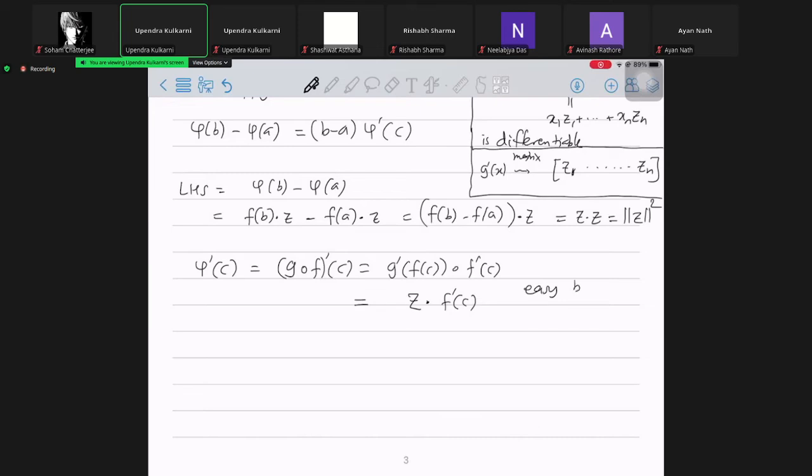Easy. Make sure you get it transparently.